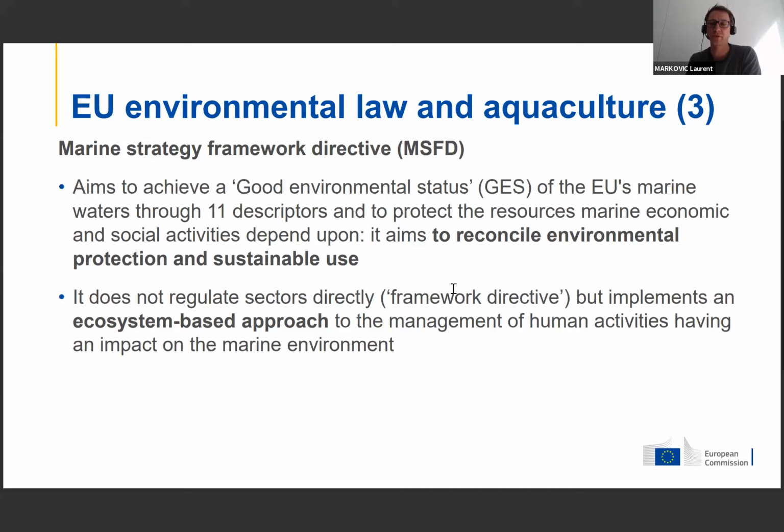For instance, fisheries is covered by the Common Fisheries Policy, but the MSFD does set objectives and threshold values that need to be reached to make sure that human activities use the marine environment in a sustainable way, so that in sum the impact of human activities on the marine environment is below a threshold, or below a ceiling, let's say, that is acceptable and does not impair the marine ecosystem. Next slide.